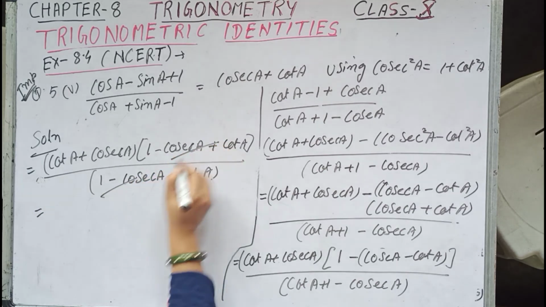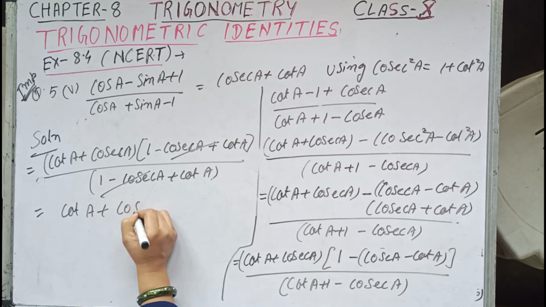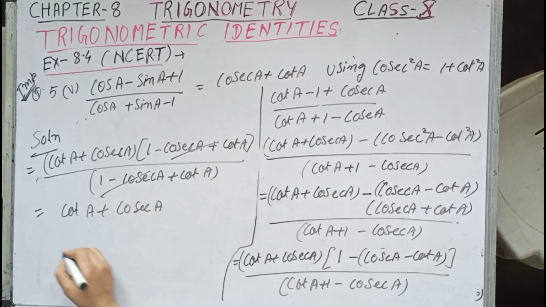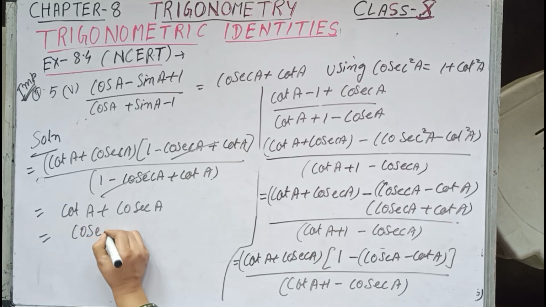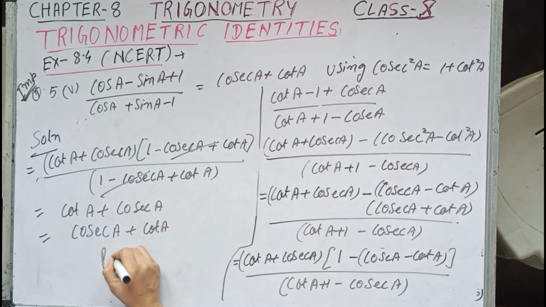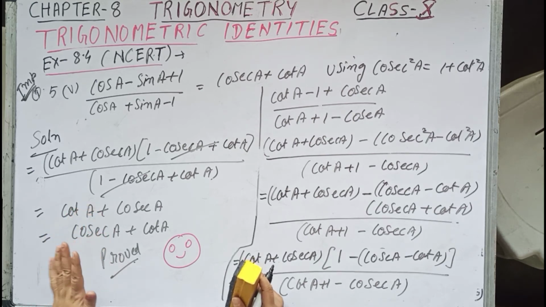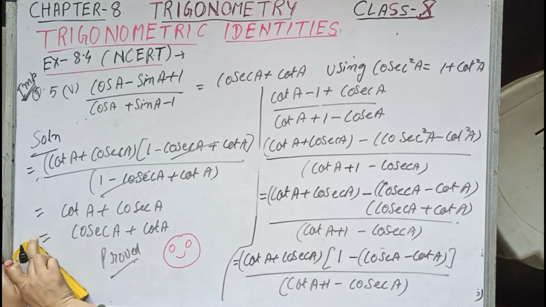So these two will be cancelled, and we are getting cot A plus cosec A, and this only is the answer, but the order is not the same, so I am writing the same order, cosec A plus cot A, and this one is proved. This is your happy face which you have earned. So this sum is again practiced nicely, and this is another important question. So let us move to question 5 subpart number 6.